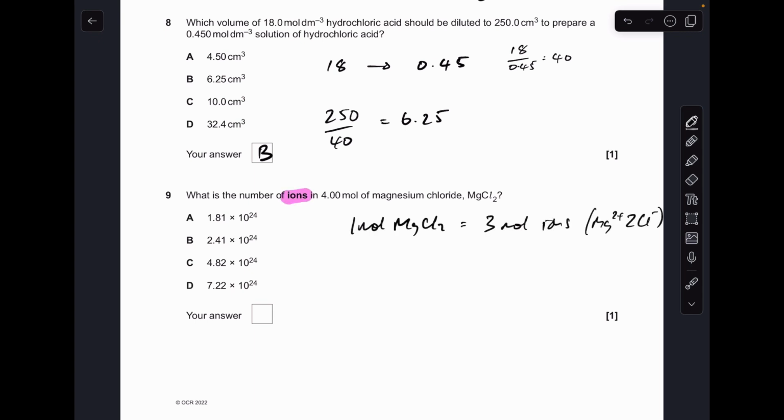Number 9, so we're interested in the ions. So 1 mole of MgCl2 contains 3 moles of ions, because you've got an Mg2 plus ion and 2 Cl minus ions. So that means 4 moles of magnesium chloride is going to be 12 moles of ions. So we need to multiply that by Avogadro's number. Comes out at 7.224 times 10 to the 24, so it's D.